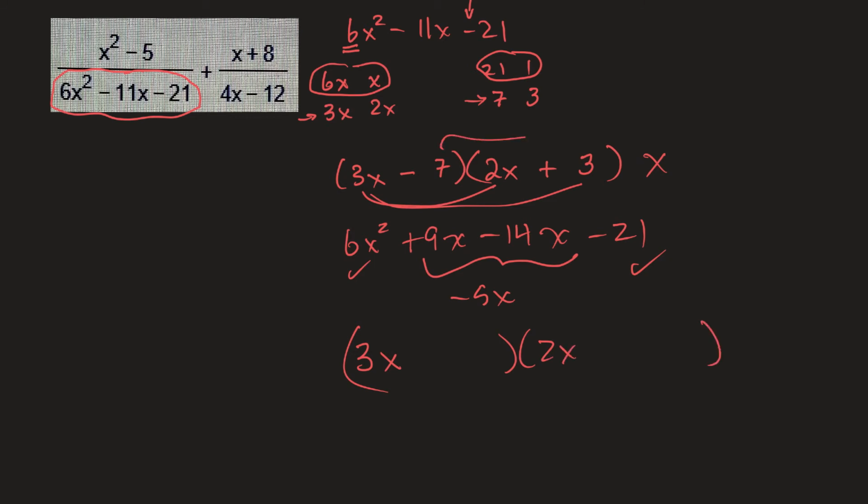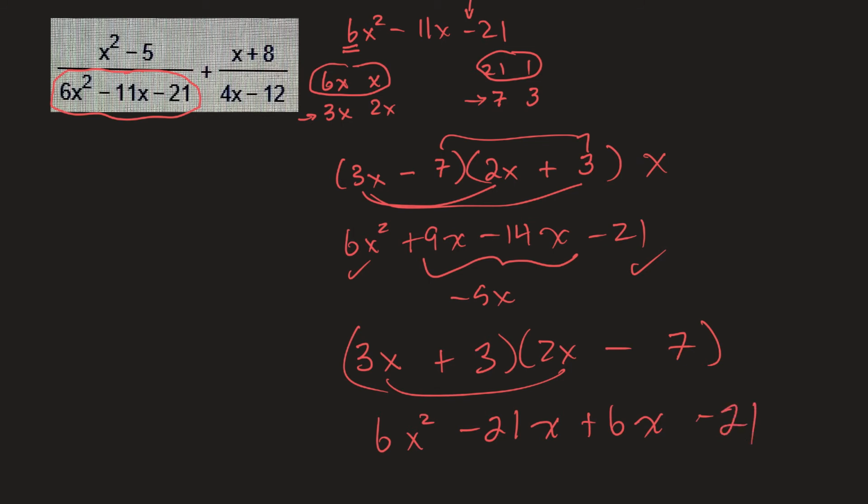So the first thing I would try with this is leave my 3x and my 2x. But now I'm just going to switch those spots. So let's put the 3 here and the 7 over there. One's got to be minus, one's got to be plus. Okay, now let's multiply. So 6x squared minus 21x. 3 times 2 is 6x plus 6x minus 21.